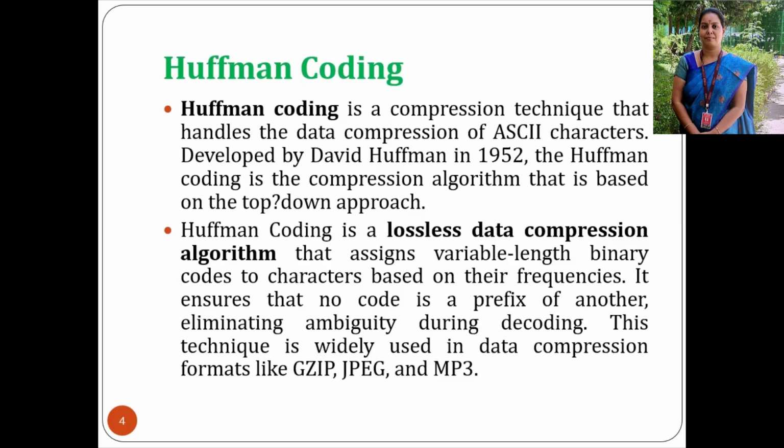The definition of Huffman coding is that it is a compression technique that handles data compression of ASCII code characters, developed by David Huffman in 1952. Huffman coding is a compression algorithm based on the top-down process. That's why this code is called Huffman coding. This coding is a lossless data compression algorithm.